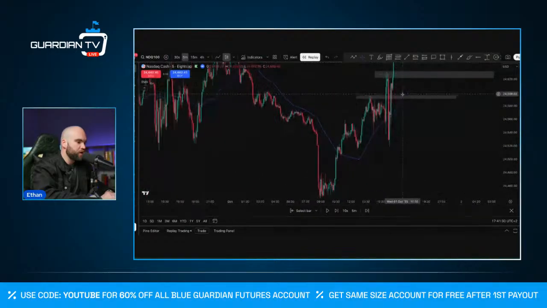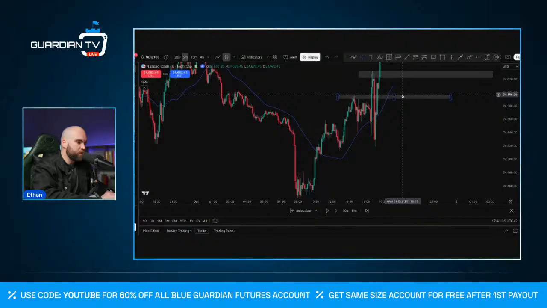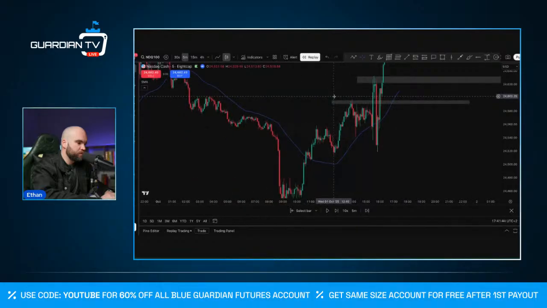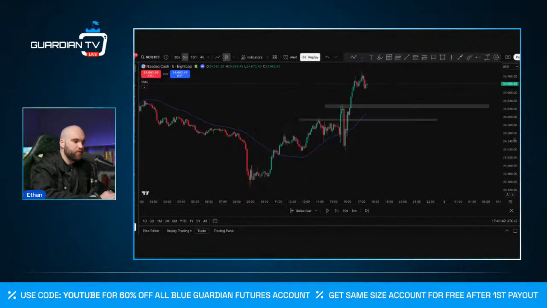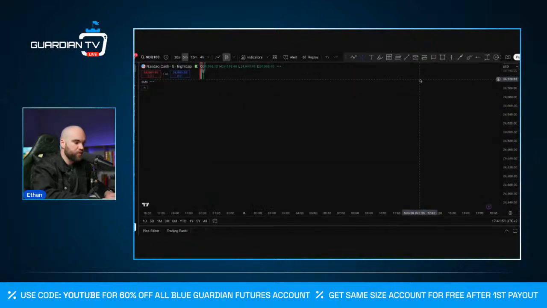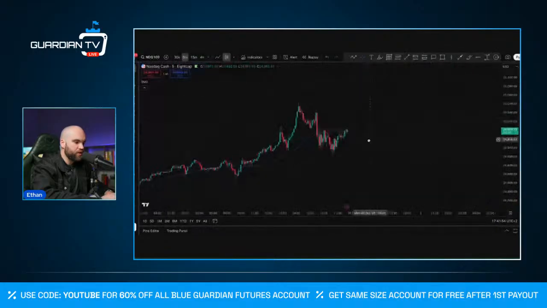Trying to figure out where the setup was. I think it was probably this, to be honest. I think we probably took a break of that, but I need to actually go back and look because I don't want to just take it out of fresh air.